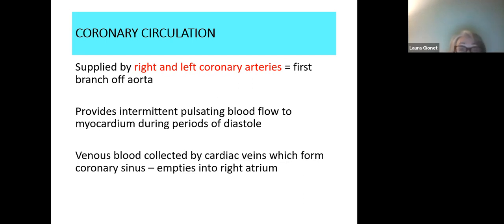It provides intermittent pulsating blood flow to the myocardium during periods of what's called diastole. Diastole means relaxation. Venous blood is collected by cardiac veins, which form a coronary sinus and empty into the right atrium. So why is it important to mention here that it provides intermittent pulsating blood flow to the myocardium during diastole?